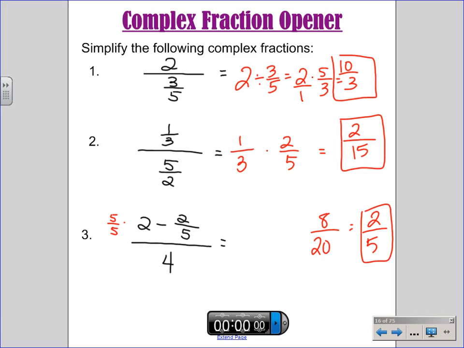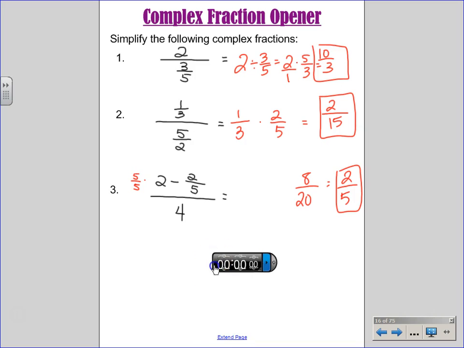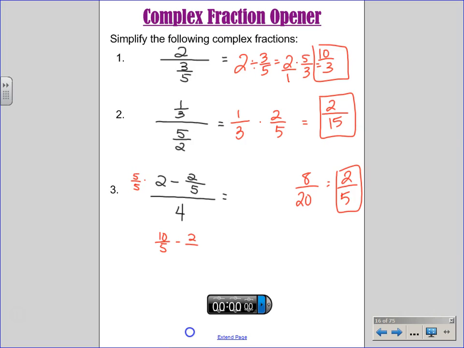5 over 5 is 1, but remember, if you multiply anything by 1, it remains the same quantity. So to get common denominators, we multiply by 1 creatively. I'm not trying to change the 2 to 5 over 5, I'm trying to change the 2 to 10/5. Does that make sense? So it's still the quantity 2. 10/5 minus 2/5 is 8/5.